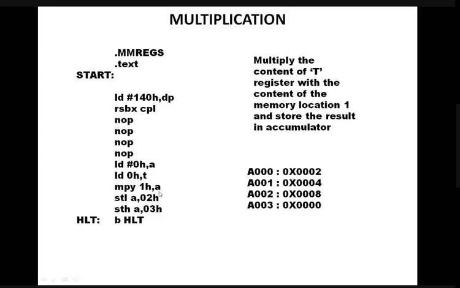As we all know, the accumulator is a 40-bit accumulator. So lower order 16-bit, higher order 16-bit, etc. Store the lower order 16-bit of the accumulator to the data memory location 2, and store the higher order 16-bit of the accumulator to the data memory location 3. So lower order is 8, which is stored in location 2, which is A002. Higher order is 0, which is stored in the data memory location 3, which is A003. I hope you can understand. Then branch halt means we are jumping back to the same location. You can understand like this.